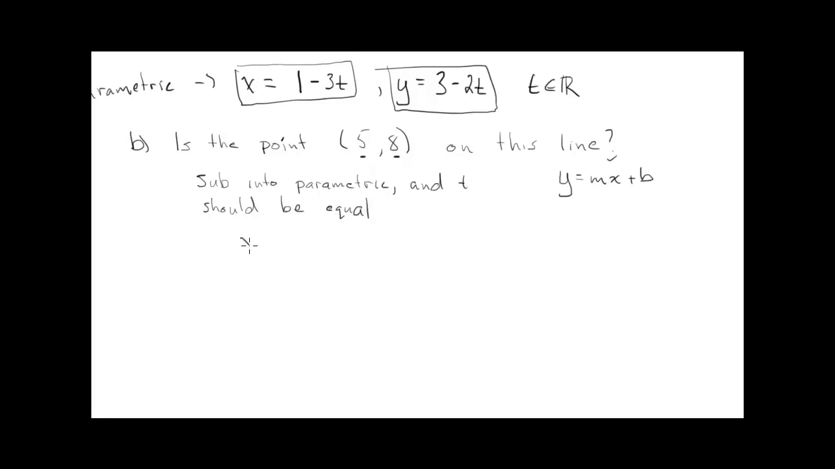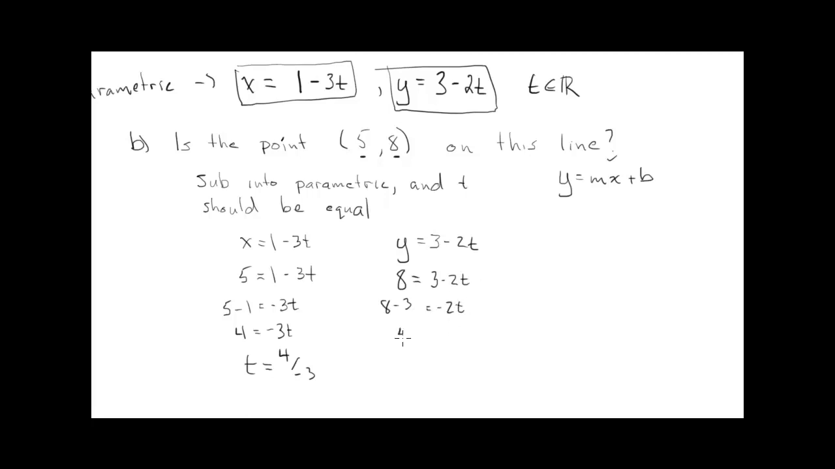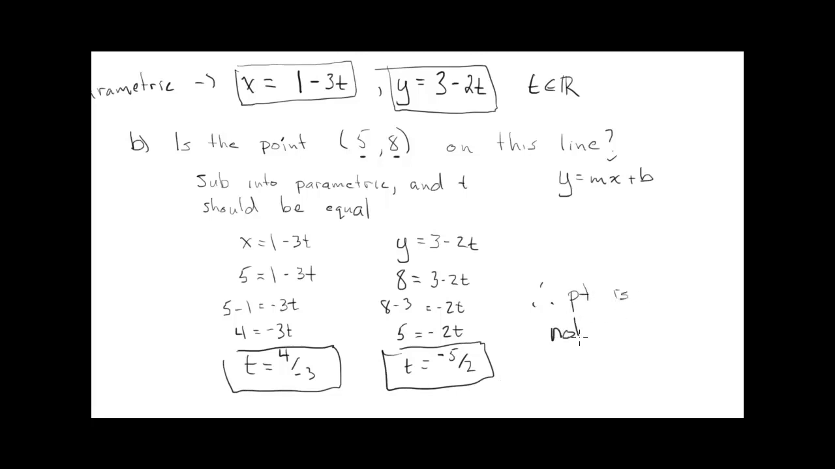So x equals 1 minus 3t, so x is 5. So 5 minus 1 equals minus 3t. 4 equals minus 3t. So t equals 4 over negative 3. And y equals 3 minus 2t. Y is 8. 3 minus 2t. Minus 2t, so we get t equals minus 5 over 2. Different values, right? Not equal. Therefore, point is not on line. Okay, so that's part B.